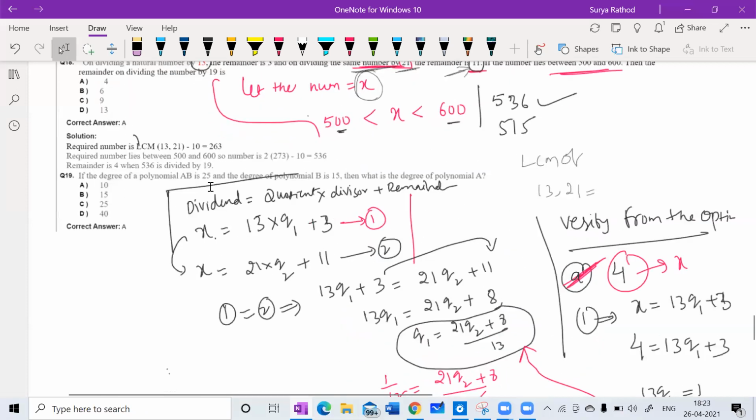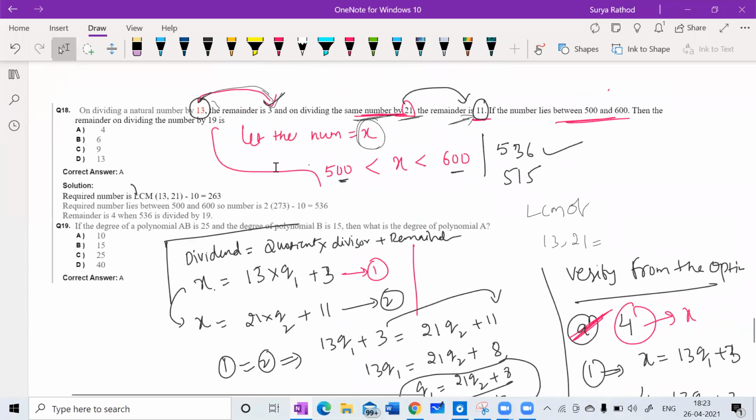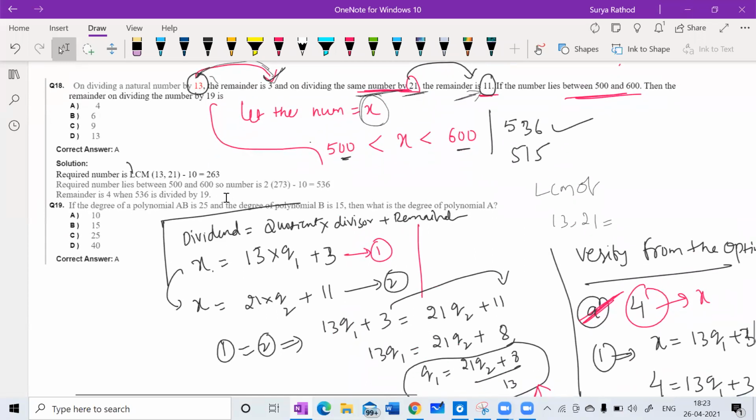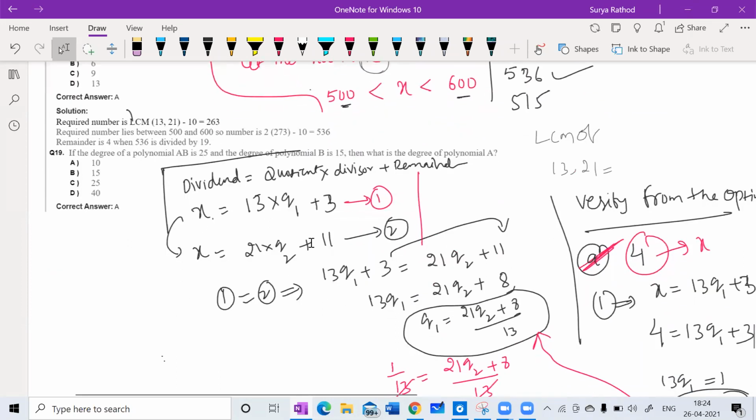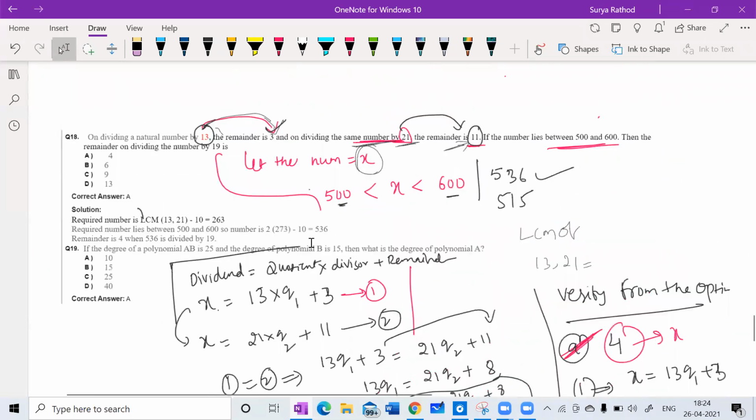One second. Sir, can you explain it once again? Yes, definitely. Then the remainder on dividing the number by 19 is what? He's asking what is the remainder on dividing that number by 19. So I got that number. See here, I didn't get that number first.